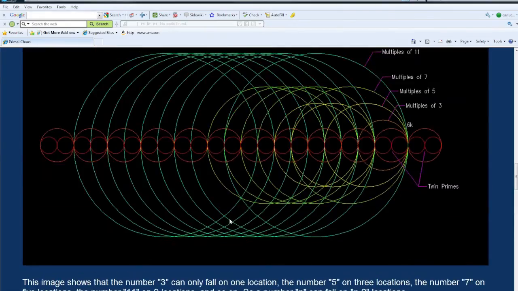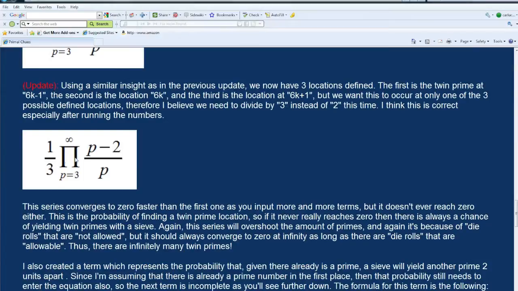But wait a minute, what if one of those combinations suggests a number higher than the square of the largest number used to build the sieve? Well, if it suggests a number like that, then it's not usable in the sieve, and we can't include it in this formula. So that's why it's overshooting, because we're including more probabilities than we're allowed to include. So what do we do now? We need to tell this formula that it can only use the numbers or the combinations that suggest a number below the square of the largest number used to build the sieve.